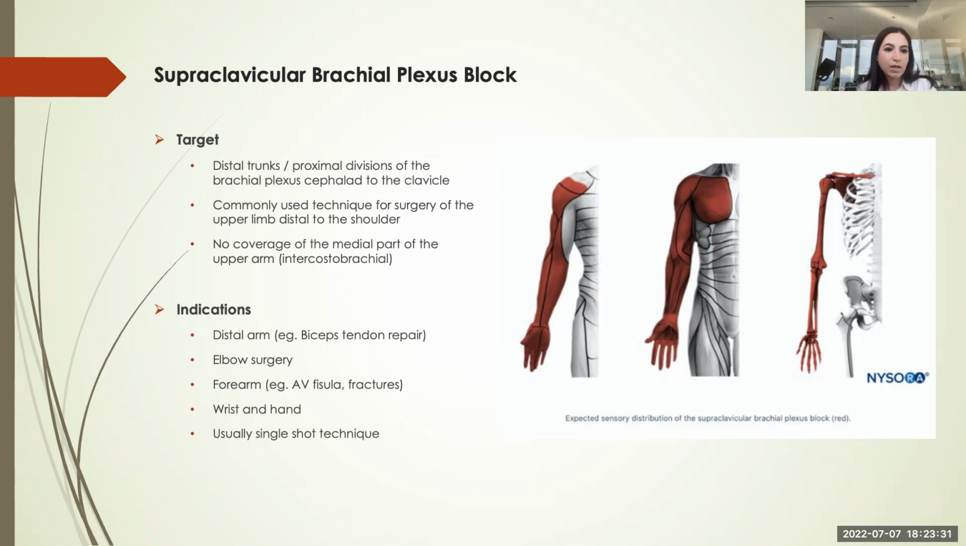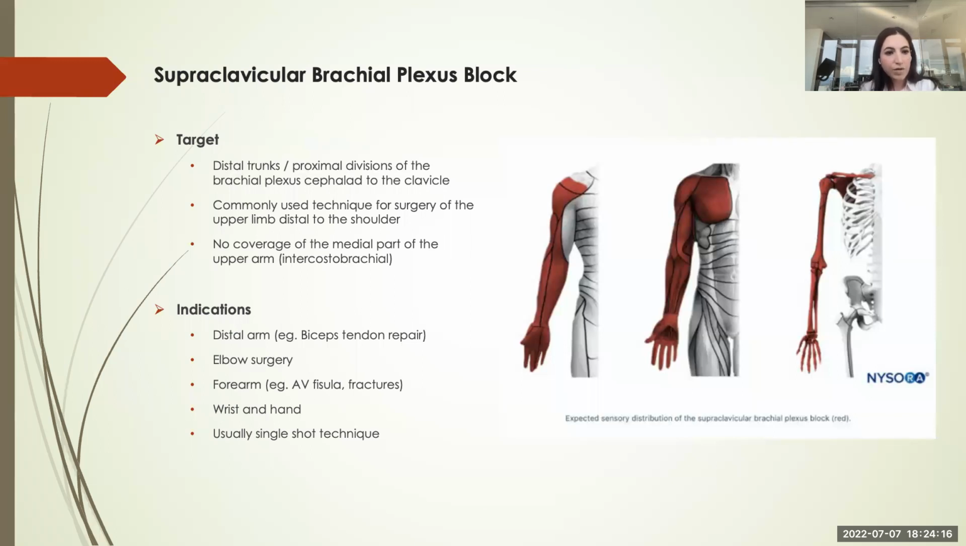At this level, we're mainly targeting the trunks of the brachial plexus, cephalad to the clavicle. It's usually used for surgery of the upper limb distal to the shoulder, and sometimes additional blockade of the suprascapular nerve might be needed for shoulder surgery. It's traditionally been referred to as the spinal of the upper limb for how complete the coverage can be. And just to note that theoretically, the intercostobrachial area of the upper limb would not be covered with this block.